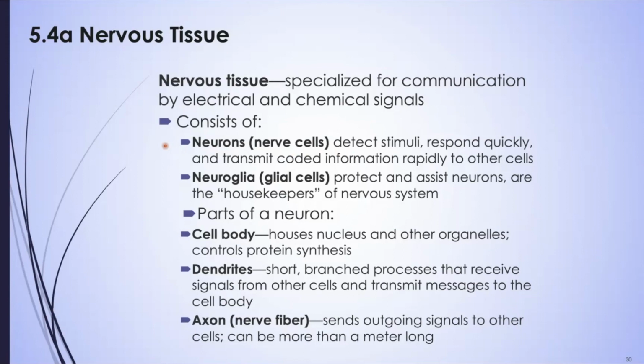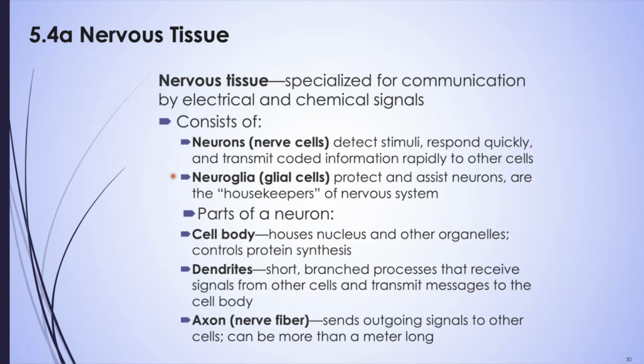Your next set of cells are called neuroglia or glial cells. What they do is they're more of a "helper" cell. So those neuroglia or glial cells, they're going to protect and assist neurons. They're going to be essentially the cleaner uppers, the housekeepers of the nervous system.